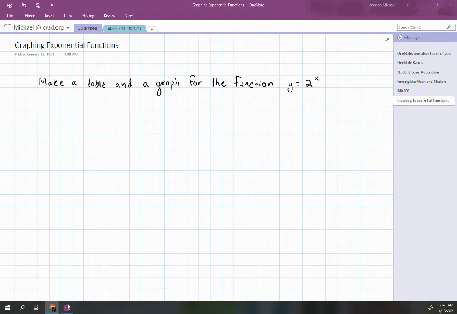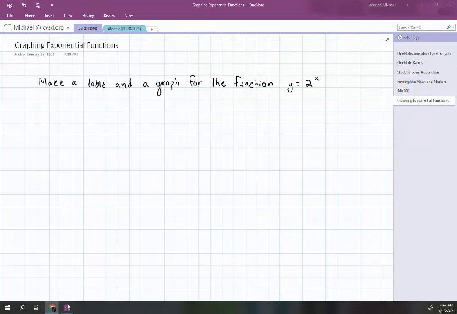All right, guys, so in this video, I'm going to show you how to graph exponential functions. Yippee yay, right? Here we go. So here's just an example that I've got for you. It says make a table and a graph for the function y is equal to 2 to the x power. Okay, so we're graphing. This is an exponential function here, and we need to graph it.